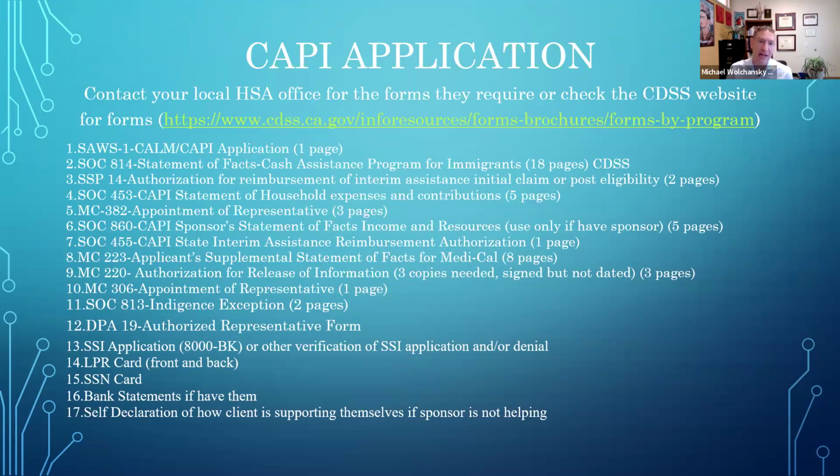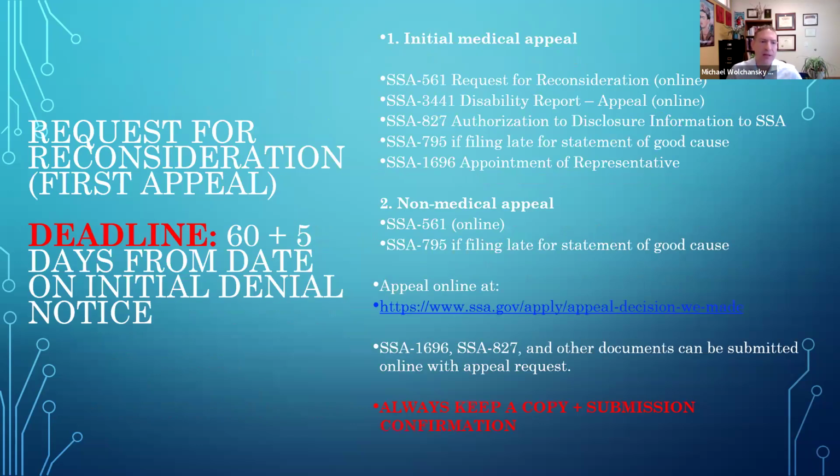Now, let's say you get denied. You've applied, you got denied. The next thing that you'll have to do is apply for appeal. And so when we appeal, we're appealing to reconsideration. Your deadline is 60 days plus 5 from the date of the denial notice.